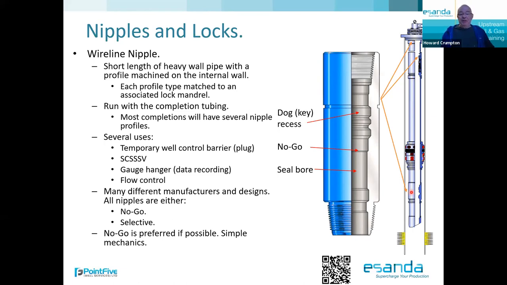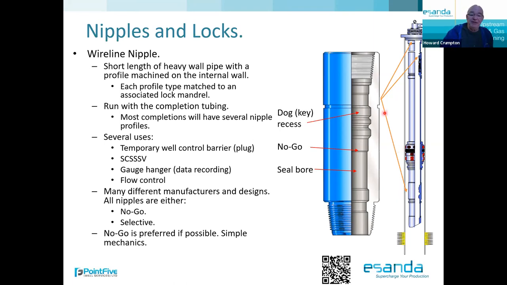Placing a nipple profile below the packer is usually done as an aid to setting the packer when I'm running the completion. By putting a plug in this nipple profile, I can apply pressure to my production tubing and that will hydraulically set the packer. And it's also an integrity test of the tubing itself.